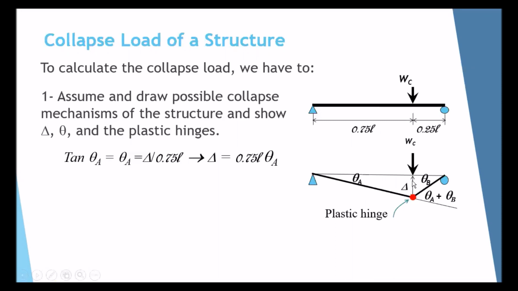Now we need to get the theta B in relation to theta A also. This can be done easily from the triangles. We can say that theta B divided by theta A equals this length here divided by this length. So theta B divided by theta A equals the far length 0.75 L divided by the near length here, 0.25 L. So 0.75 divided by 0.25 equals 3. So theta B equals 3 theta A.